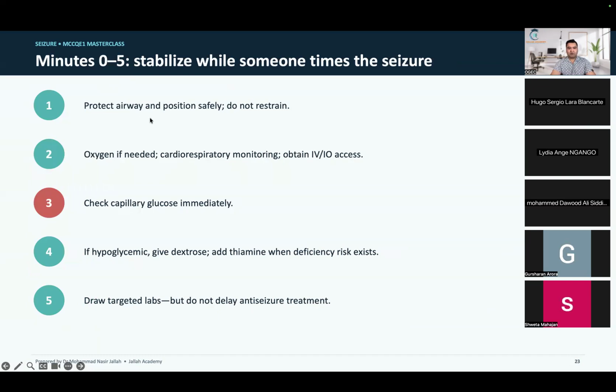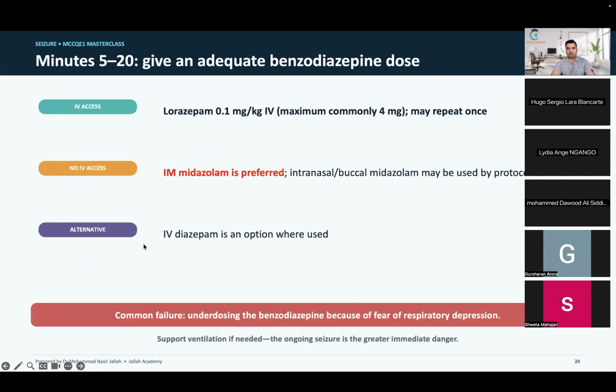0 to 5: protect the area, position, oxygen, capillary glucose. If hypoglycemia, give dextrose, and give thiamine if there is deficiency risk. Draw targeted labs, but do not delay the anti-seizure medication. 5 to 20: obviously we have to start with lorazepam, which is the best benzodiazepine, 0.1 milligram per kg, maximum is 4 milligram, may repeat once.